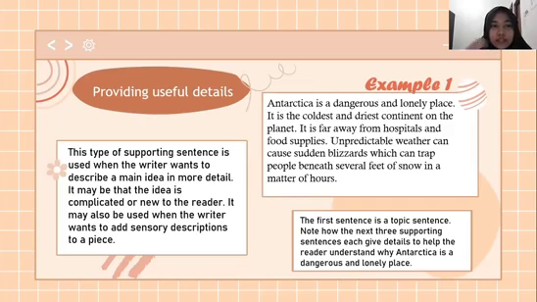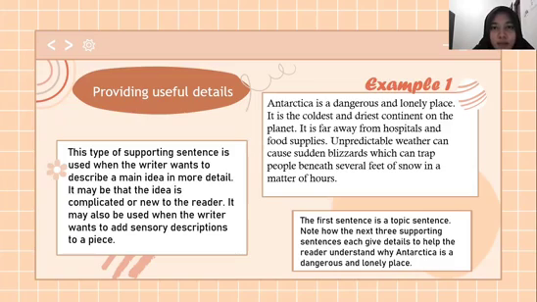Providing useful details. This type of supporting sentence is used when the writer wants to describe a main idea in more detail. It may be that the idea is complicated or new to the reader. It may also be used when the writer wants to add sensory descriptions to a piece.